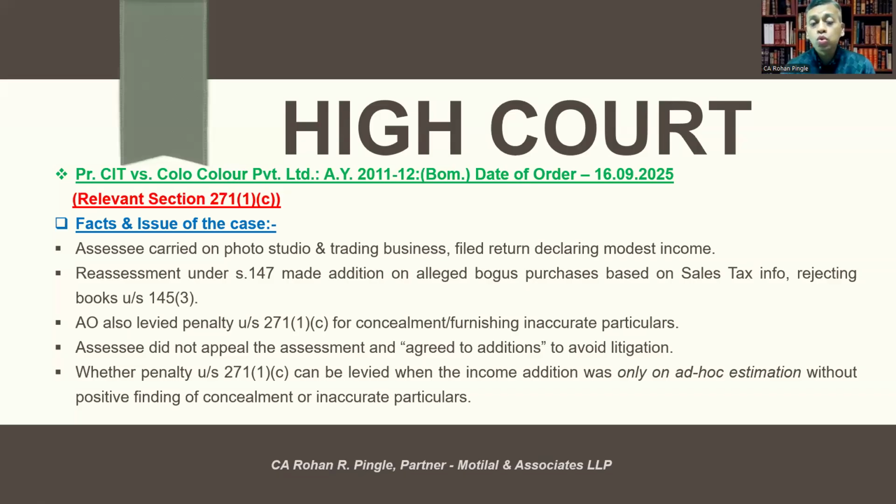Assessee carried on photo studio and trading business, filed return declaring modest income. Reassessment under Section 147 made addition on alleged bogus purchases based on sales tax info, rejecting books under Section 145, subsection 3. Assessing officer also levied what? Penalty under Section 271, subsection 1, clause C for concealment or furnishing inaccurate particulars. Assessee didn't appeal the assessment and agreed to additions to avoid what?